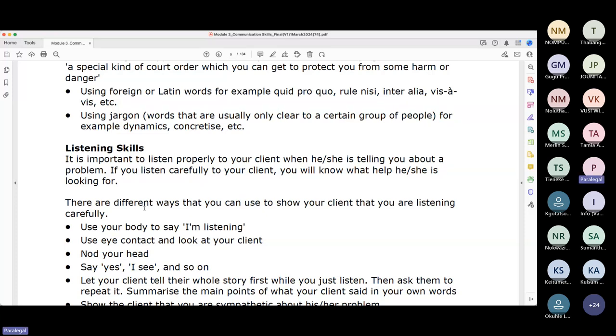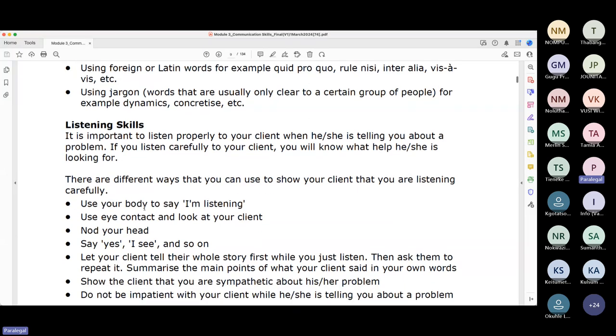The best communicator is the one that uses plain language. If you want to see good court papers drafted, they should be in plain language. So if you take notes, plain language.